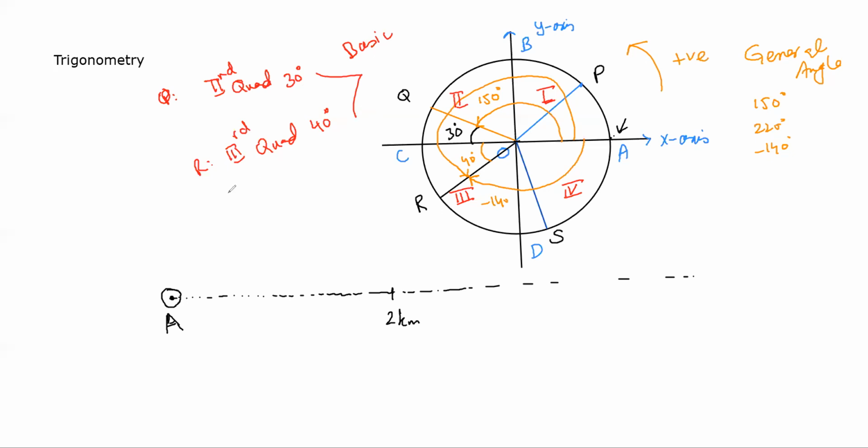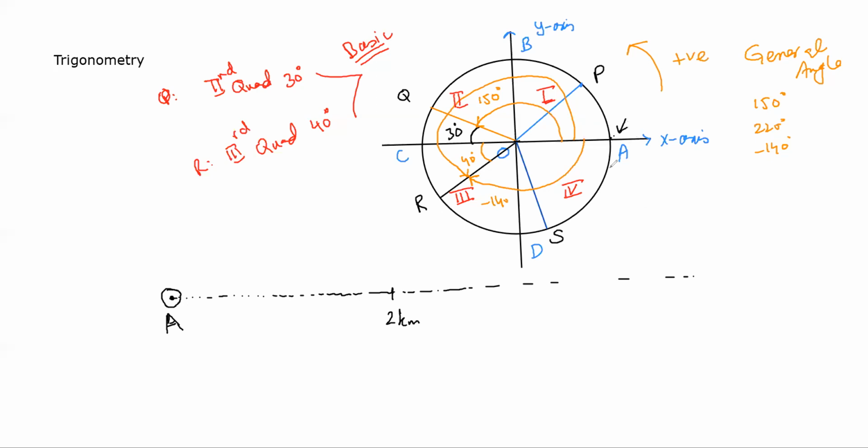Now here, this basic angle will always be an acute angle. You must note it down. The basic angle is always an acute angle, while the general angle has no limits. This can be positive, this can be negative, this can go into hundreds and thousands, both in positive and negative.